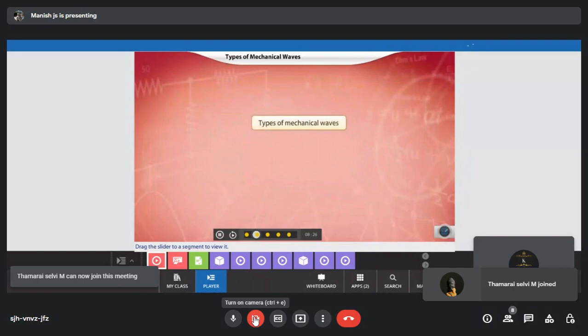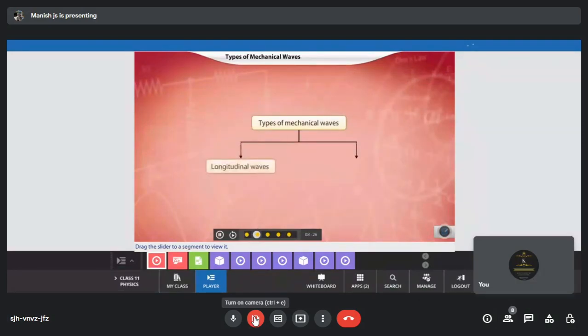Based on the motion of the medium particles, mechanical waves are classified as longitudinal and transverse waves. Let's study these types of waves in detail. So we are going to look at these two categories in detail. We have seen it already in one of the modules, but here we will see in detail. So the two different types of mechanical waves, what are they? One is longitudinal and the other is transverse.